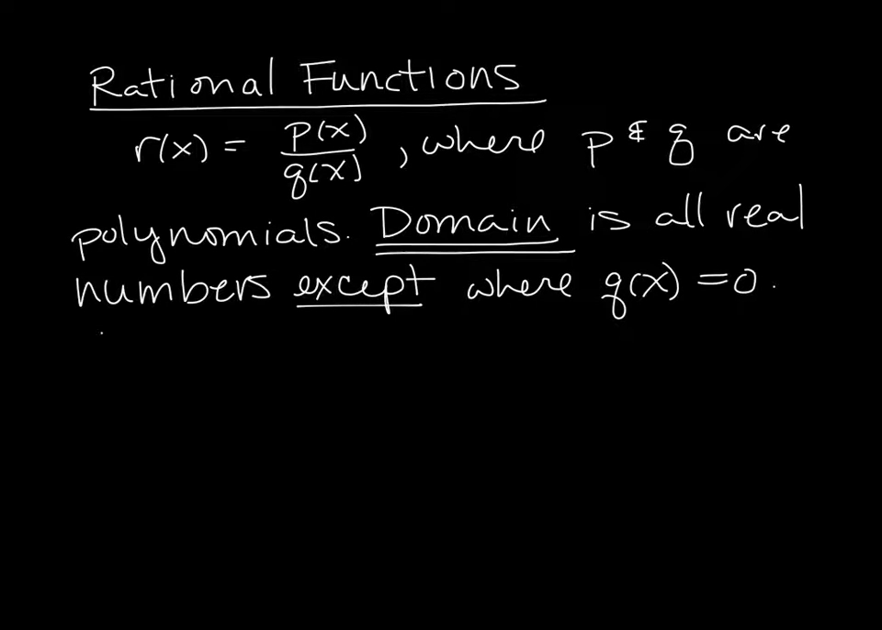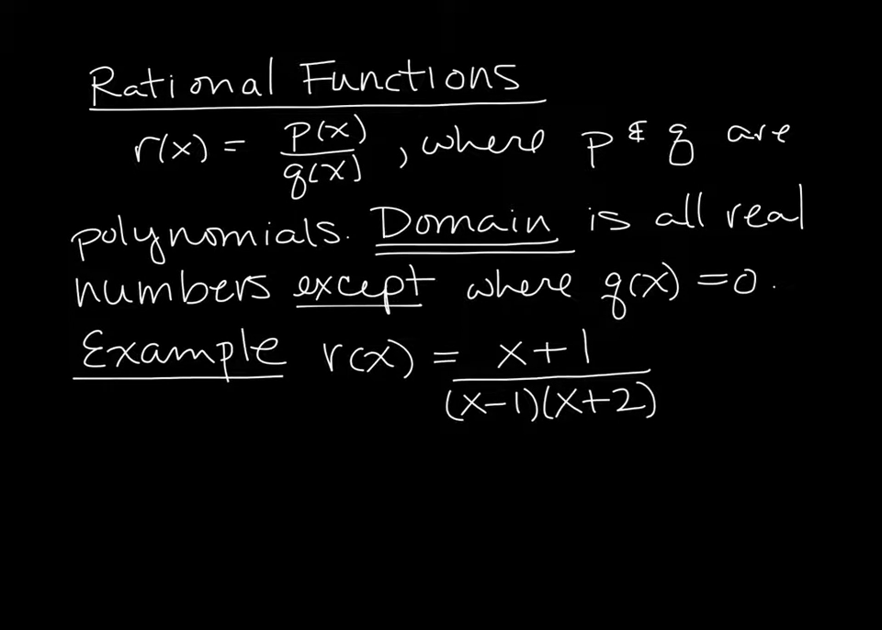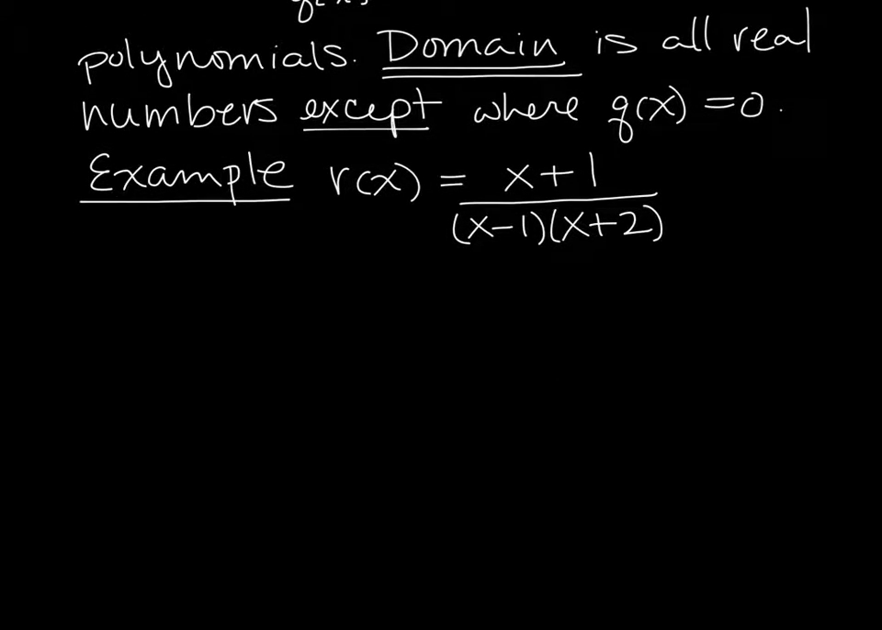So let's do an example. So example, and we're just going to keep it simple for now. Let's say our rational function is equal to x plus 1 over x minus 1 times x plus 2. The first thing we'll look at is the domain.